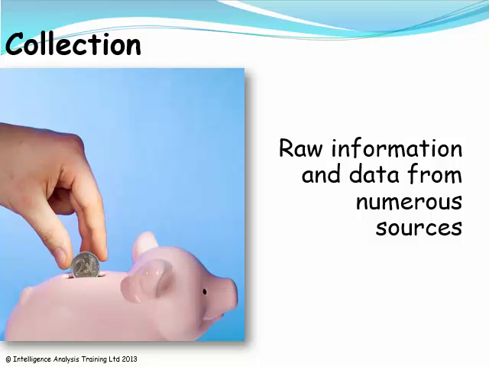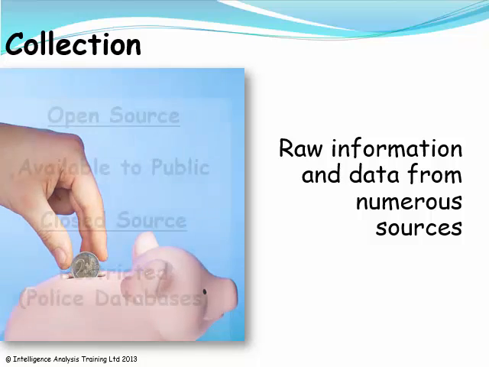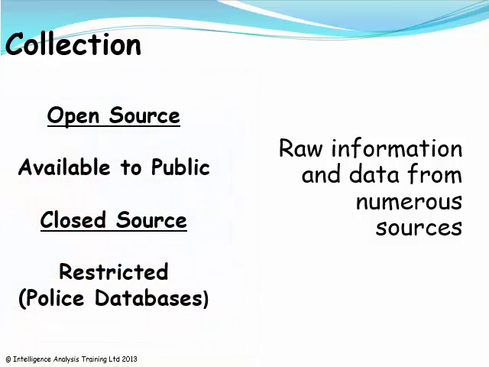The collection phase is concerned with the collection of raw data of various kinds from various sources, both open and closed. Briefly, open source information is that available to members of the public whether or not payment is required, whilst closed source information is information to which access is restricted, for example police databases.